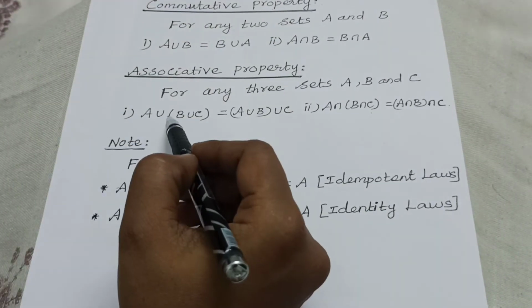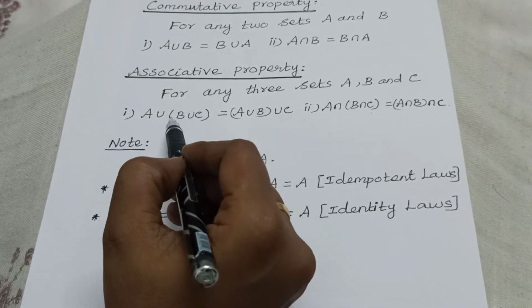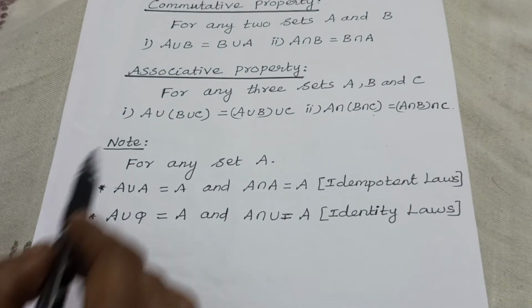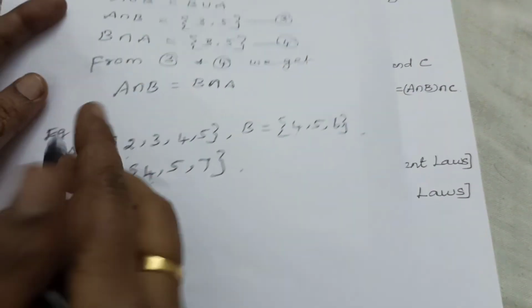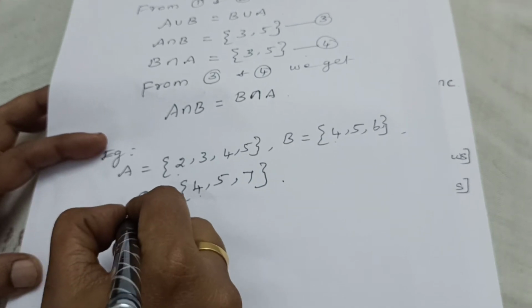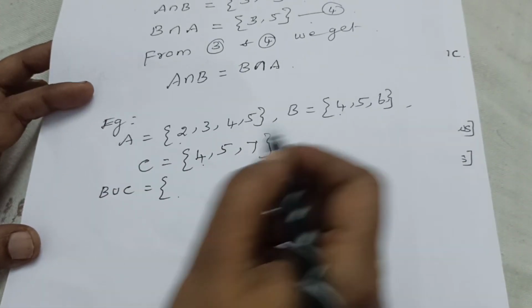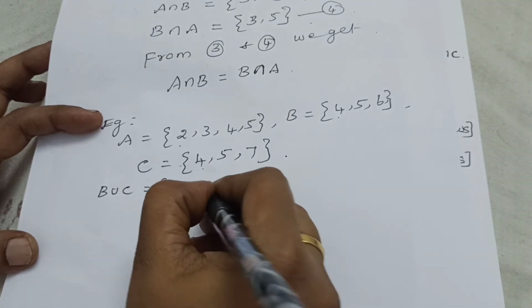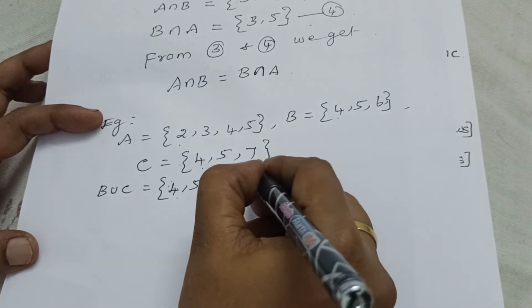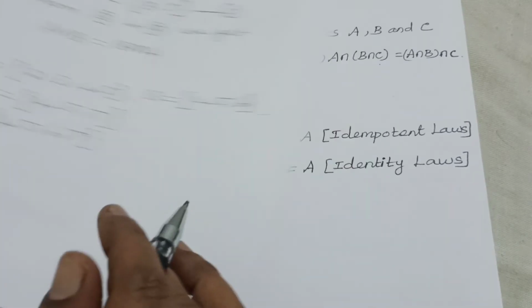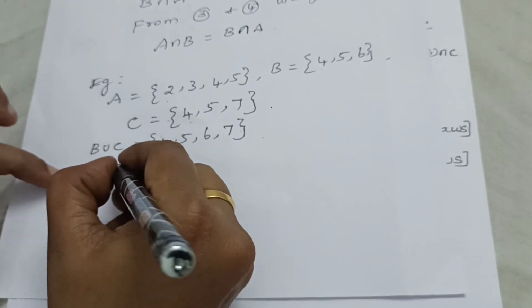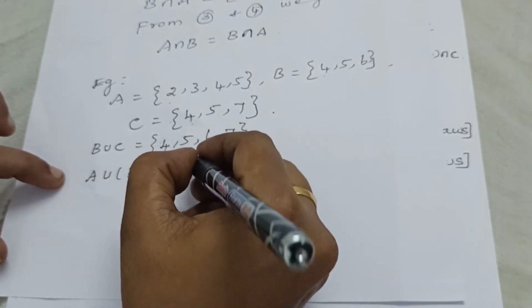First we have to find what is inside the bracket. B union C is given, so B union C we have to find first. B union C is equal to, B and C together we have to write, 4, 5, 6, 7. Very clear? Then next one, what? A union, the left hand side, what is given? A union (B union C).